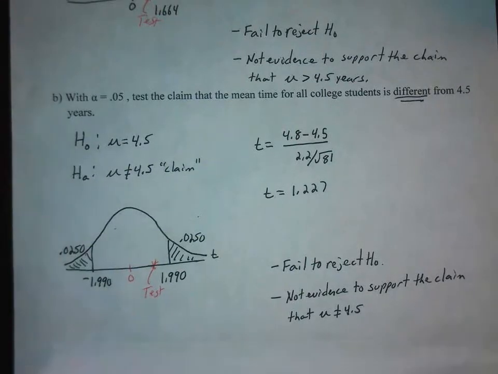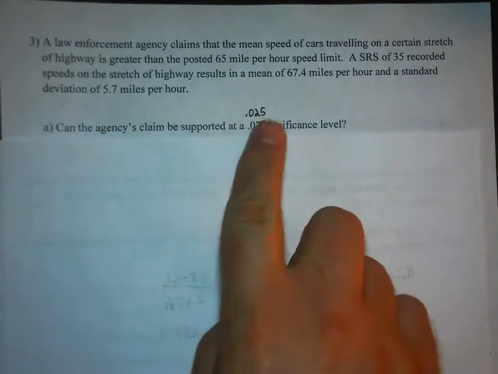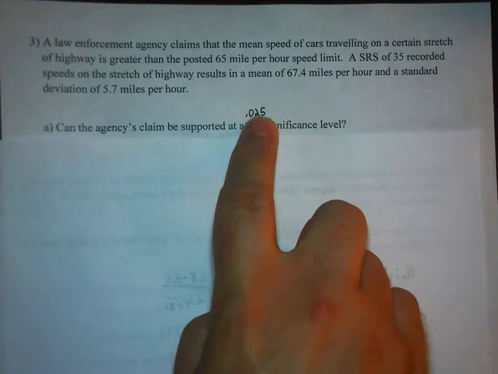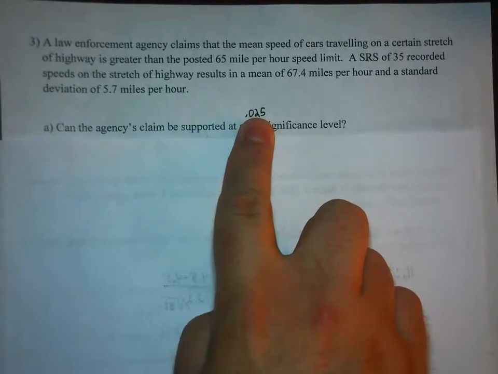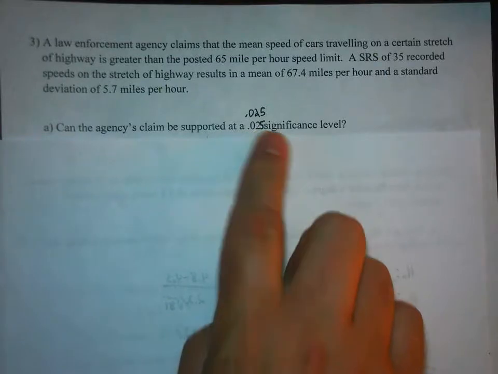Okay, and then the last couple here. Okay, I would suggest you read that. My alpha value, I misprinted on here. It's correct on your paper, but 0.025 significance level. Okay, so read that. Pause the video and I'm going to show you the answer.